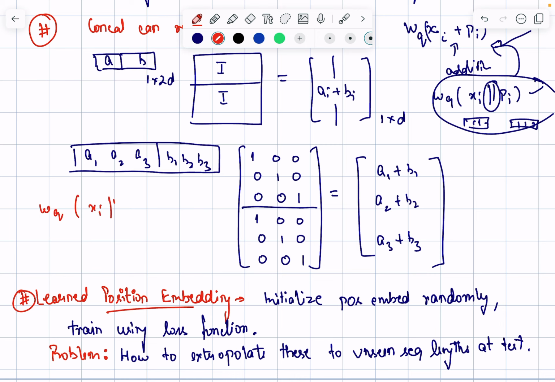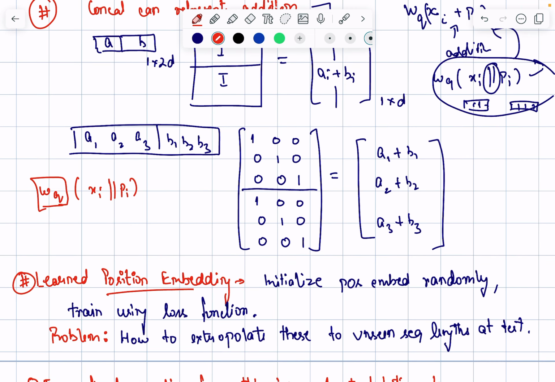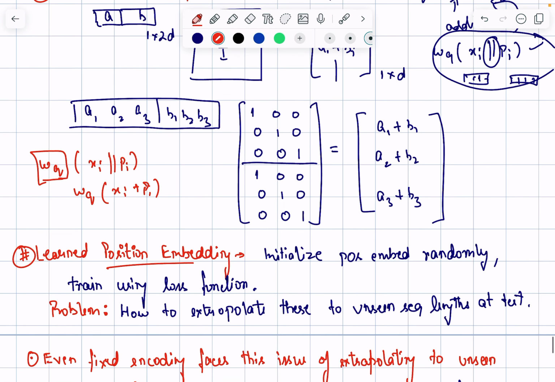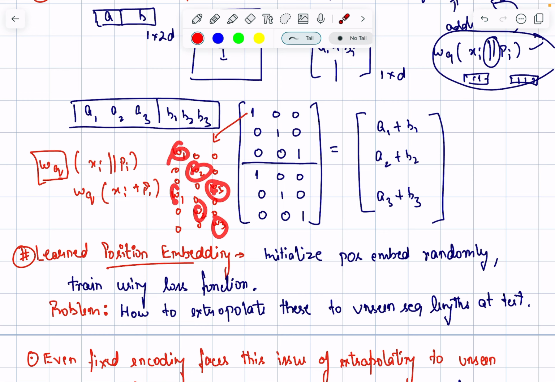WQ applied to Xi concatenated with Pi, right. Here WQ can be learnt in a way such that it can represent WQ (Xi plus Pi), right. How is that possible? This particular weight here will be W1 0 0 W1 0, W2 0 0 W2 0, and similarly W3. So essentially what you are doing is tying the weights here and here, and this and this, and this and this. So this essentially leads to addition of these. Okay.